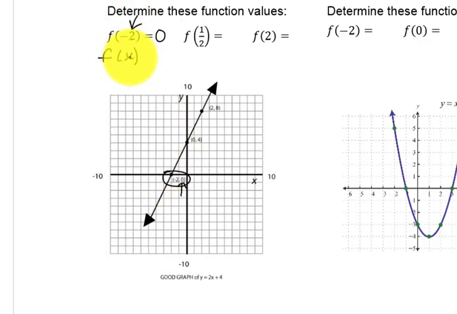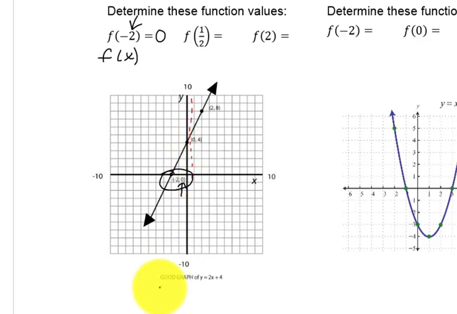So when we evaluate f of negative 2 by looking at the graph, that simply means find the x value of negative 2. What is the corresponding y value? Next, f of 1/2. Well, that might be a little more difficult to look for because we're counting by ones on this graph. So f of 1/2 would be this dashed line, and we are not given the ordered pair.